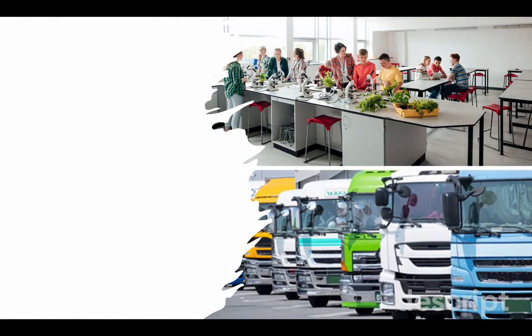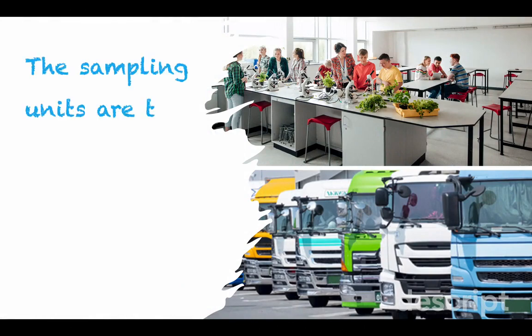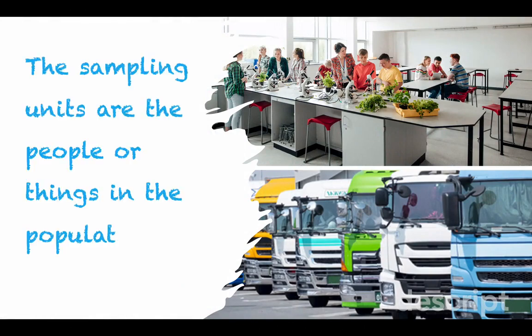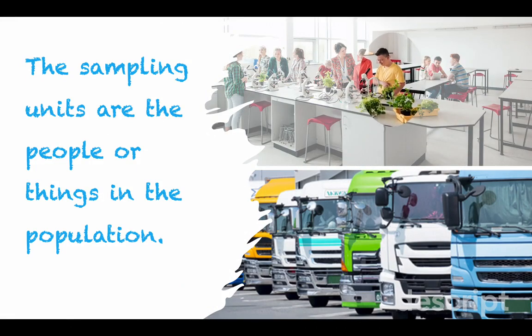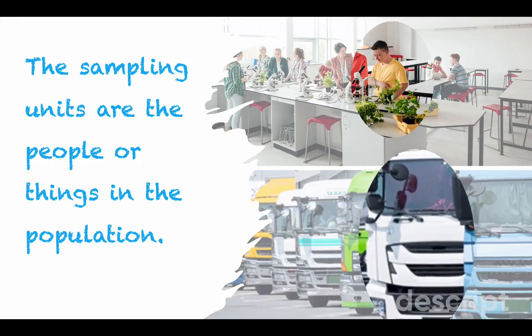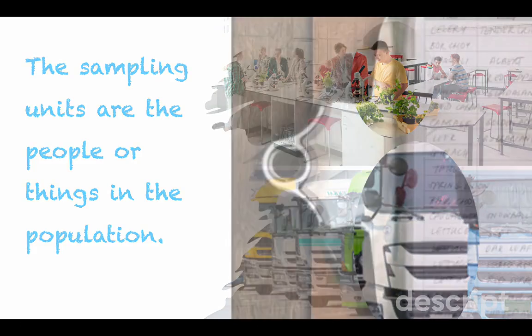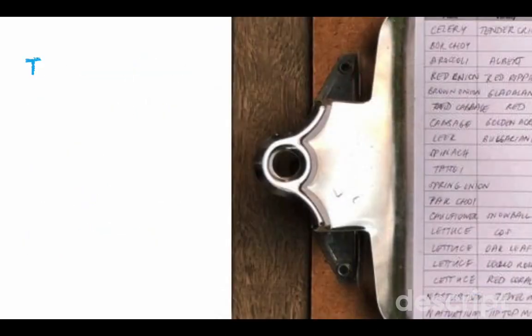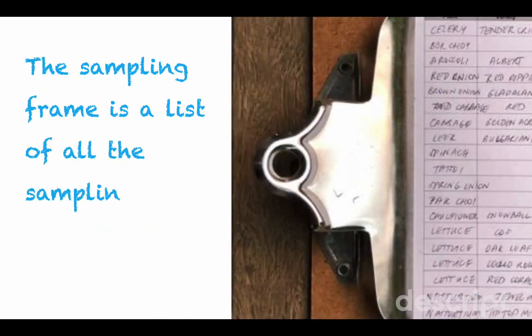The sampling units are the people or items in the population. In the case of our final year students, it would be one student. In the example of the lorries, the sampling unit would be one lorry. The sampling frame is a list of all the sampling units. So in the case of the final year students, it would be a list of all the students. In the case of the lorries, it would be a list of all the lorries.